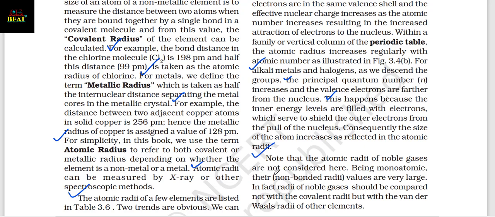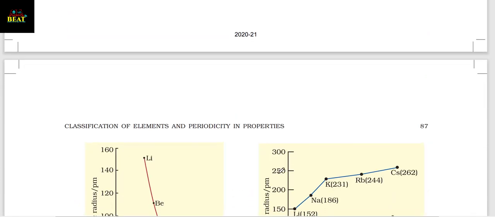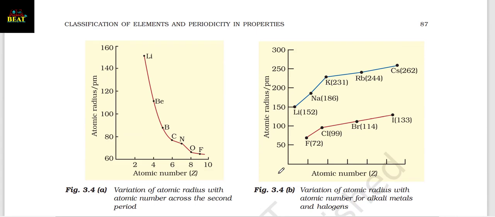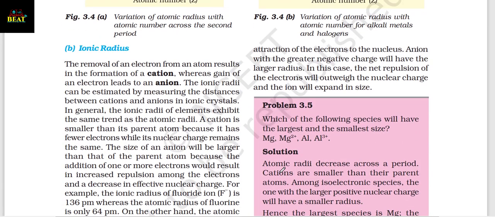Note that the atomic radii of noble gases are not considered here. Being monoatomic, their non-bonded radii values are very large. In fact, radii of noble gases should be compared not with the covalent radii but with the van der Waals radii of other elements. See figure 3.4a and figure 3.4b. Both show the variation of atomic radius with atomic number across the second period, and the variation of atomic radius with atomic number for alkali metals and halogens.